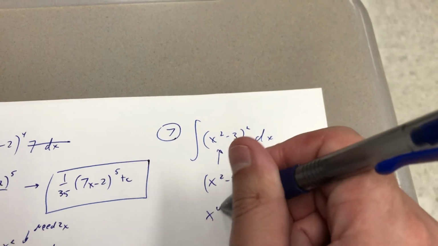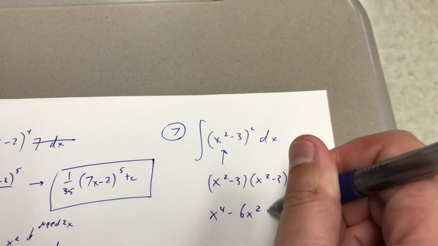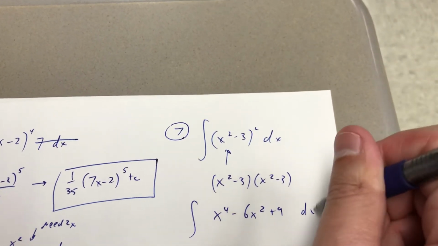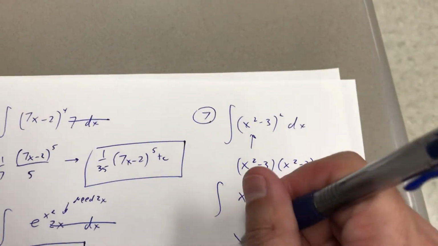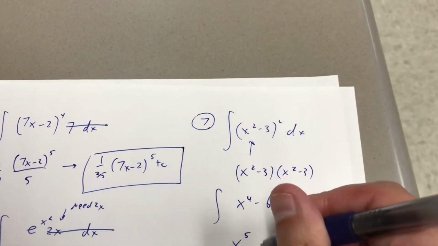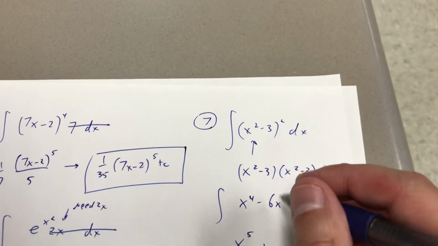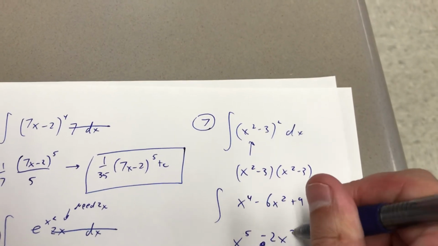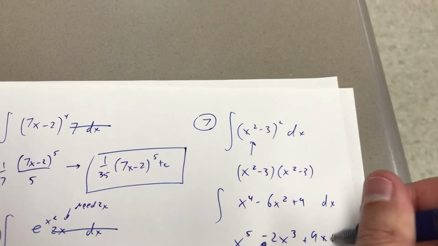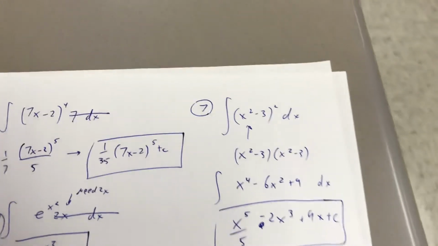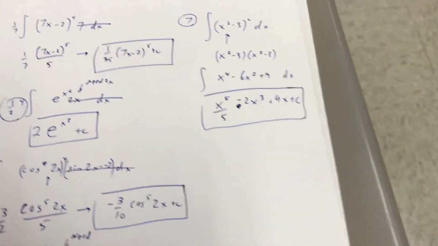So that's going to be x to the 4th minus 6x squared plus 9. And we're taking the integral of that whole thing. And now it's just a power rule problem. Raise the power by 1, divide by the new power, raise the power by 1, divide by the new power. That's going to be minus 2x cubed plus 9x plus c. And again, that's a pretty easy one to check as well if you want to.